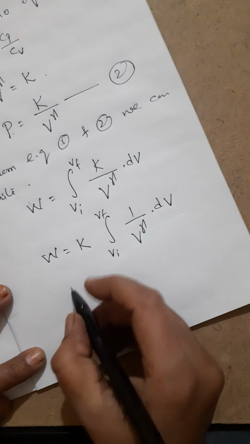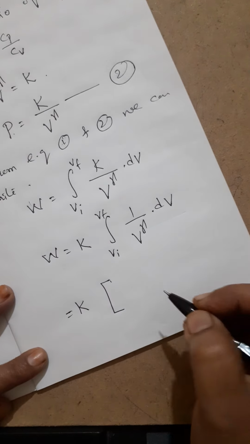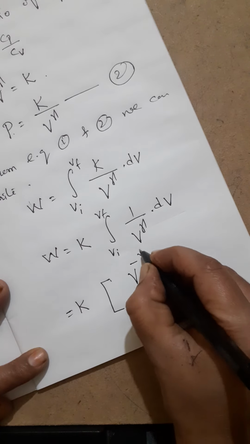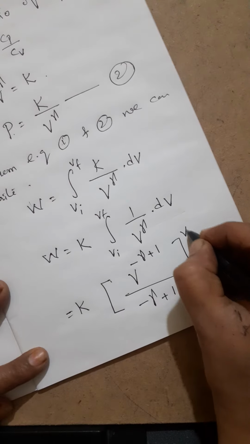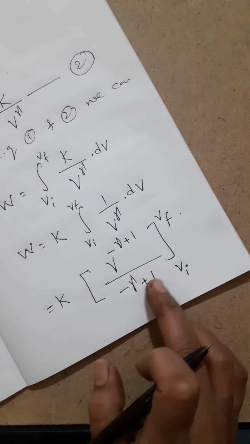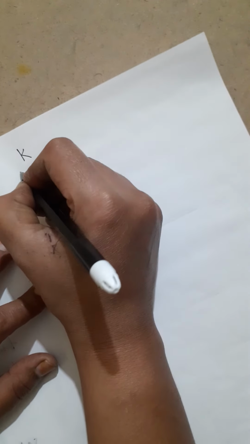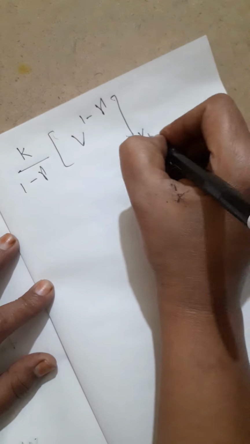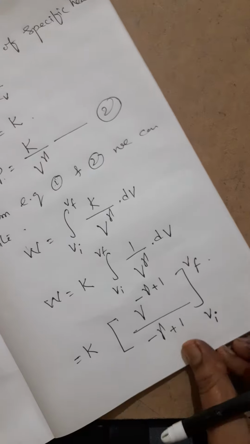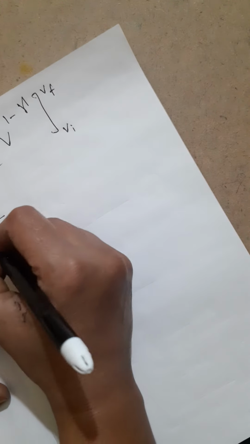Now we have to integrate this equation. K times V to the power of minus gamma plus 1 by minus gamma plus 1, and the limits are Vi to Vf. Now again we can take this minus gamma plus 1 as 1 minus gamma to the outside, so K by 1 minus gamma, V to the power of 1 minus gamma, with limits Vi and Vf. So we are just modifying this minus gamma plus 1 to 1 minus gamma. Next, K by 1 minus gamma.